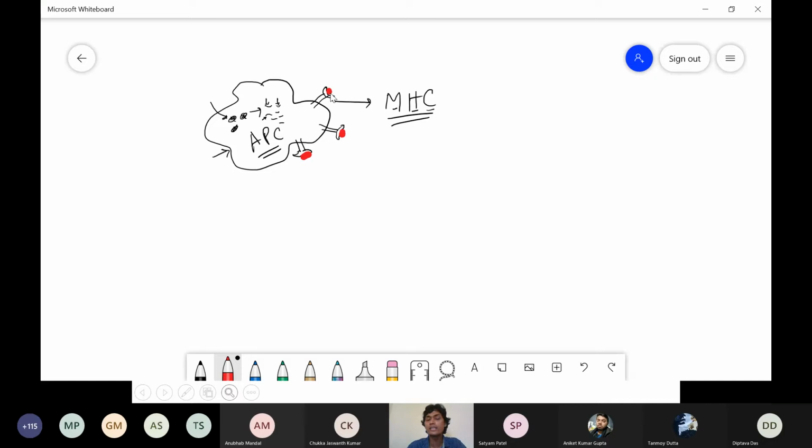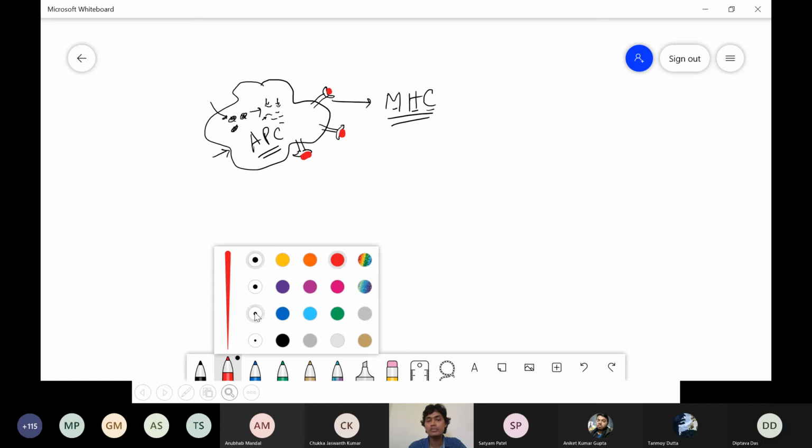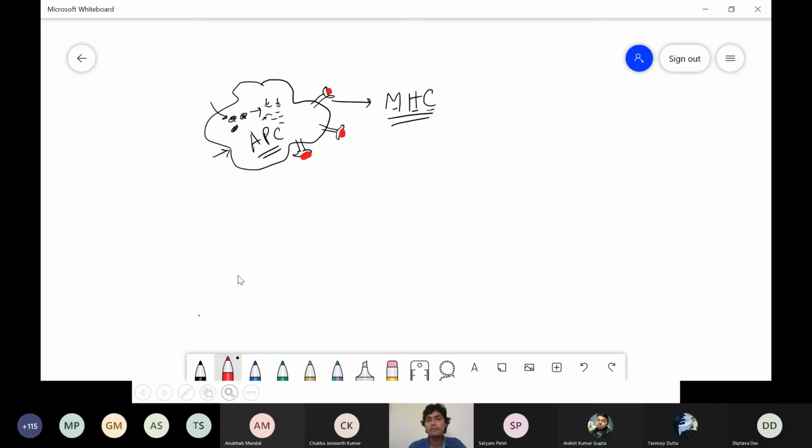Tell me quickly. Let's unmute. This antigen is coming from where? Any one of you, please. These antigens are coming from where? From the peptides of the antigens. Yeah, you can say loudly.